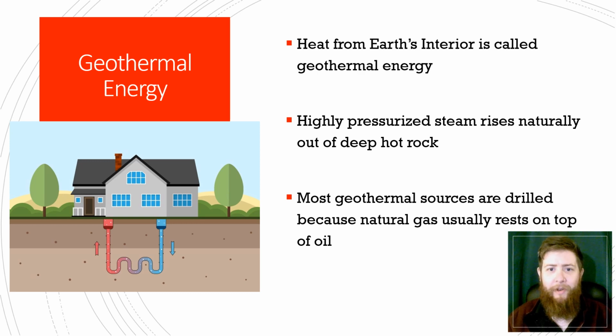The next one is geothermal energy. This is using heat from the interior, where we take this highly pressurized steam and we heat pipes that bring that heat back up into the house. So this cold water is pumped down, or it goes down with gravity, and then pumped back up as hot air. So we're using the heat inside of the Earth, the geothermal heat, to create some heat and energy here. Most of these sources are drilled on top of natural gas, and so we end up getting both this heat energy and the natural gas. So pretty clean energy.